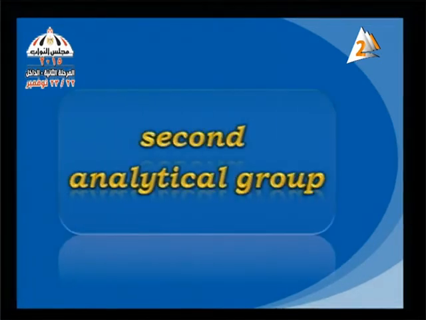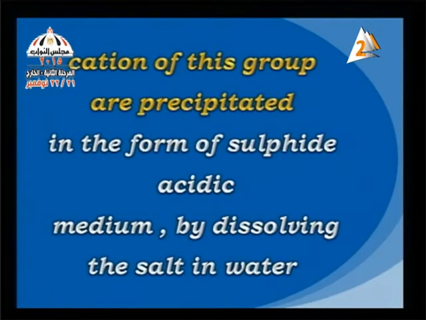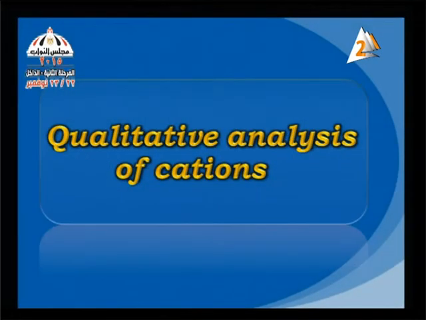Now, what about the next part? Second, we have the analytical group. Do you think we are moving to another part of the lesson? Is this anions? No, they are called cations. Tell me what the cations are in this group. Look at this: qualitative analysis of the cations.